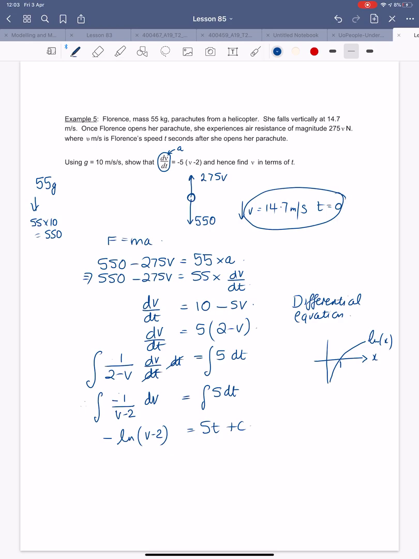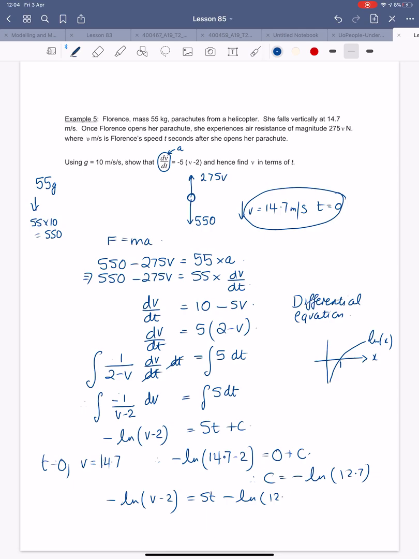That's better. So we can say t equals 0, v equals 14.7. So therefore minus ln of 14.7 minus 2 equals 0 plus c. So therefore c is minus ln 12.7. Okay, so we end up with minus ln of v minus 2 equals 5t minus ln 12.7. Okay, and what do we need to show? Show that dv/dt is minus 5 times (v minus 2). Oh, I've done that bit there. There we are. I've done that first part.